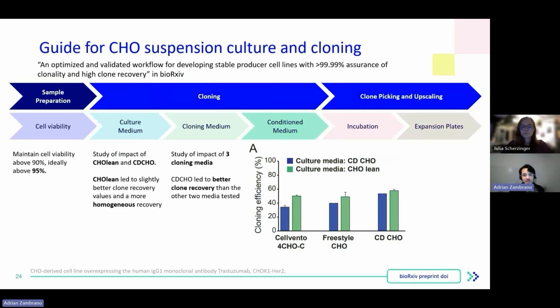We started again with highly viable cells, and we have explored the impact of cell culture in cloning media. The cloning media, in this case, showed the better clone recovery and more homogeneous recovery as well. And then the second part was to study the impact of 3 different cloning media. And you have these combinations here in the graph plotted, and CHO led to the better clone recovery, I would say, than the other 2 tested. So basically here, the data is suggesting that a careful selection of cultivation and cloning media can improve your clone recovery.